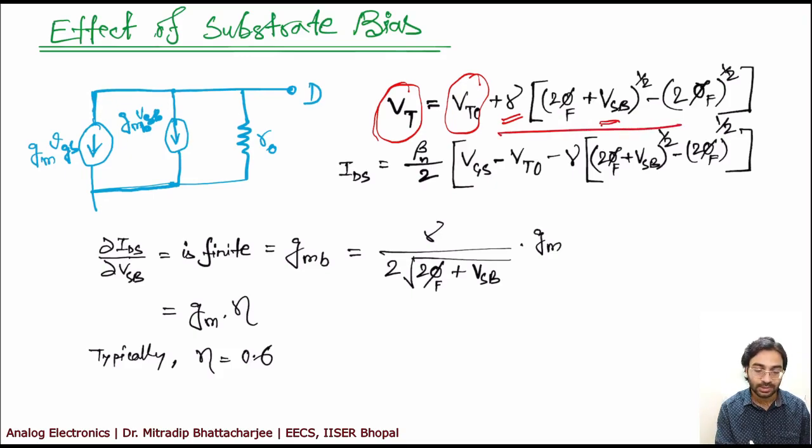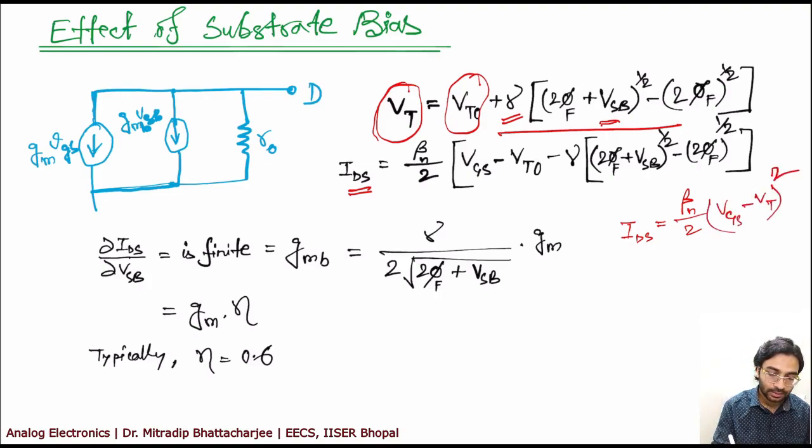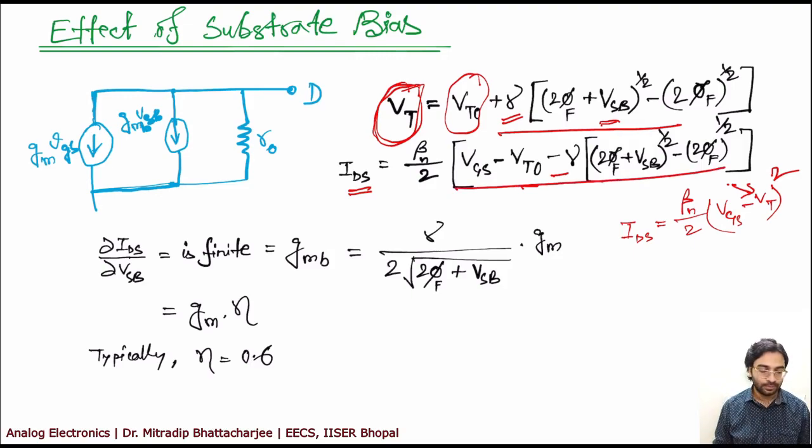Now when your Vsb is 0, Vt equals Vt0. Okay. Now similarly, your IDS was beta n by 2 times (Vgs minus Vt) whole square. Now replace this value Vt here. So you will find Vgs minus Vt0 minus gamma times (2 phi f plus Vsb) to the power half minus (2 phi f) to the power half. So this is your new IDS value.